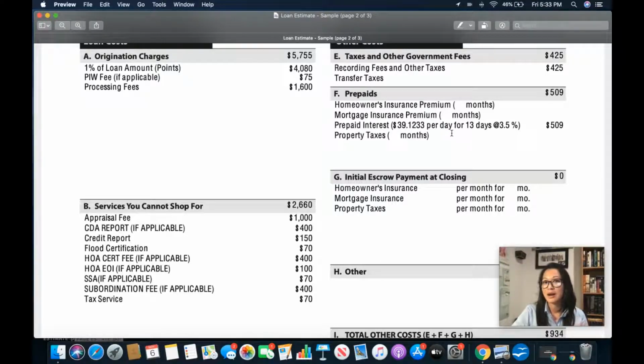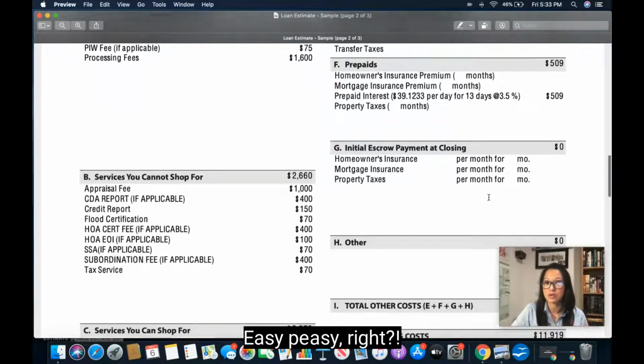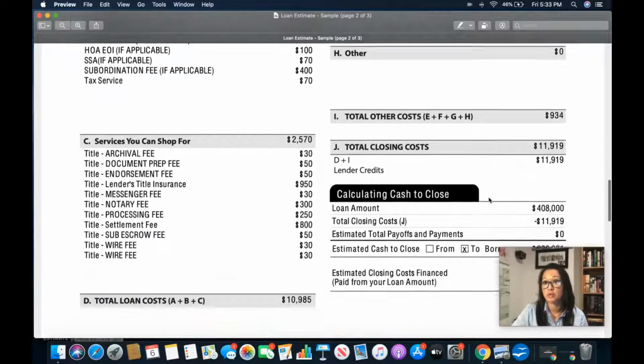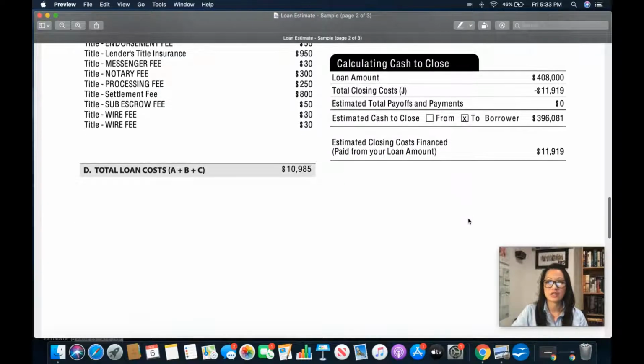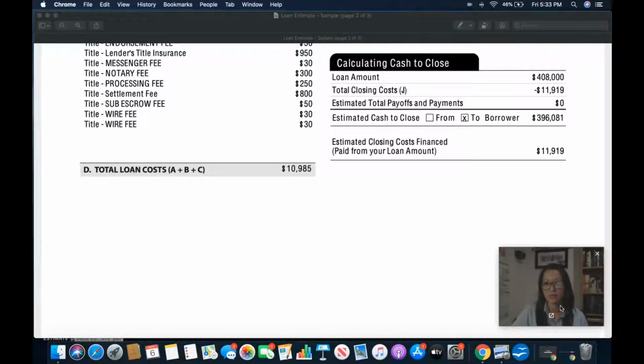So I hope that helps you understand this document. It's actually very easy to understand if you just look through it. It's written this way for your protection, so it shouldn't create too much stress. I hope you got a really great interest rate on your loan, and I hope that once you get the CD, you will be able to understand it.